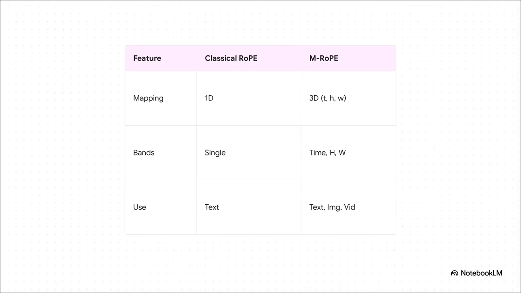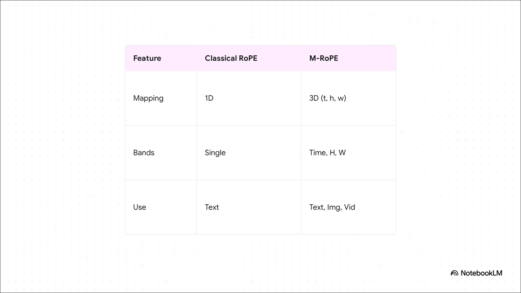And this table brilliantly illustrates the difference. Classical RoPE uses a single unified band and a 1D mapping that's meant solely for text. M-ROPE, on the other hand, splits the mapping into that 3D coordinate system: time, height, and width. Let's put that into perspective. Say your hidden dimension is 96. M-ROPE efficiently assigns 32 dimensions to time, 32 to height, and 32 to width. For an image, time is just 0. For text, height and width are 0. For video, all 3 are active.